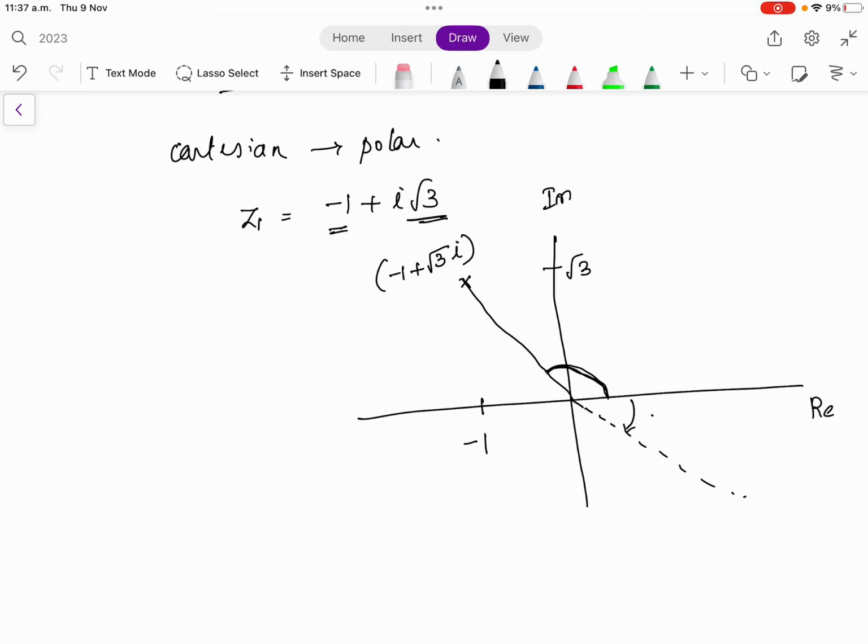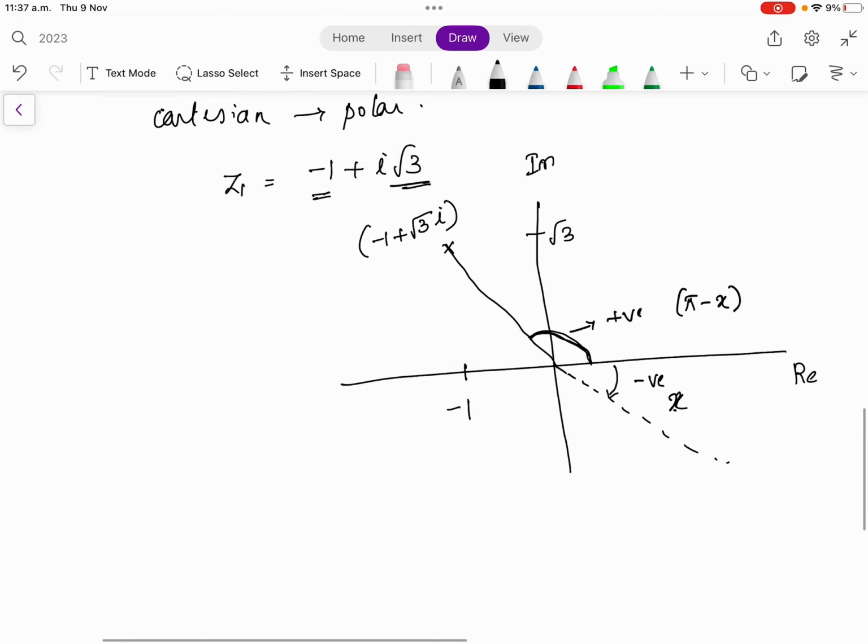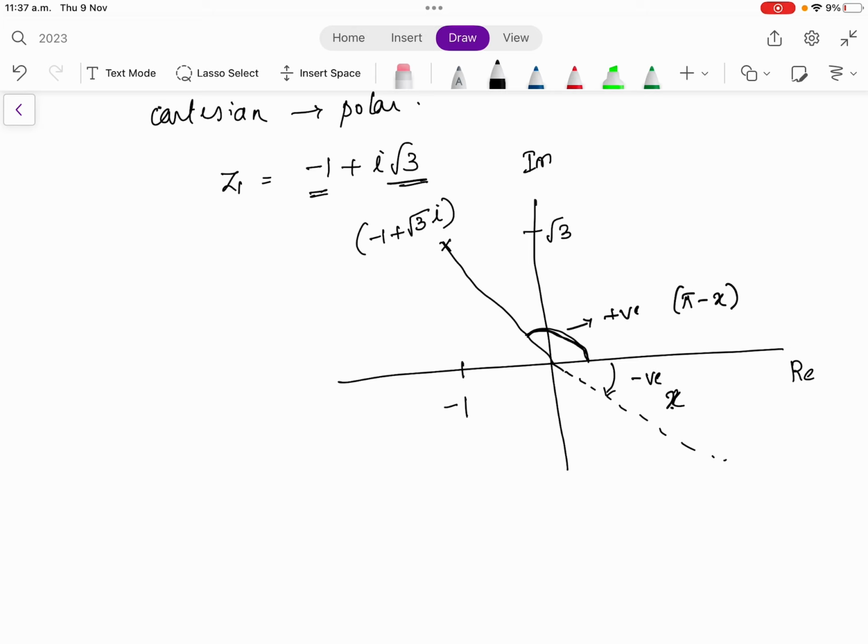So this will be some sort of a negative value, and if that is the case, you can find this positive value by subtracting it from pi. Suppose this value is x, whatever value you get over here will be the positive value. Okay, so for the time being, we are just mapping it into the diagram and moving forward.